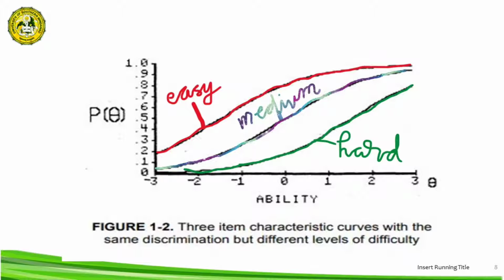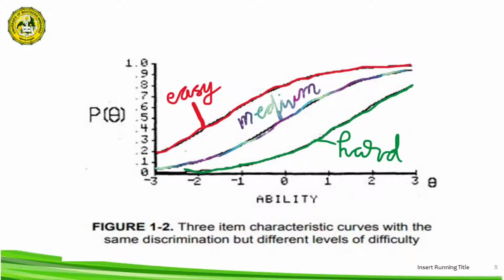So as you can see in figure 1, there are 3 item characteristic curves. These item characteristic curves have the same discrimination but different levels of difficulty. So the left-hand curve, the one at the top, represents an easy item. Why? Because the probability of correct response is high for low ability examinees and approaches 1 for high ability examinees.